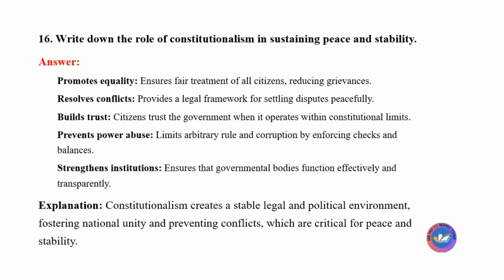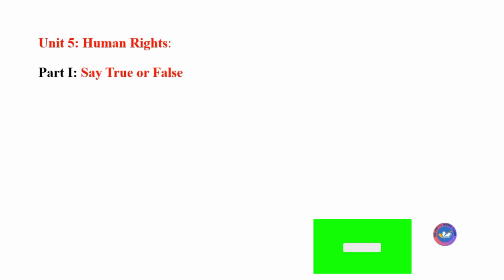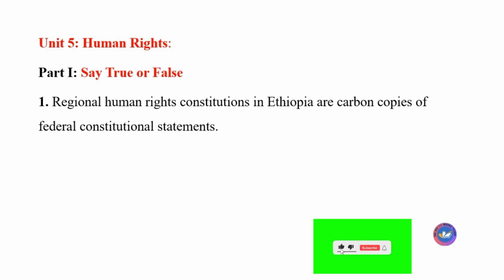Unit 5. Say true or false. Question number 1. Regional human rights constitutions in Ethiopia are carbon copies of federal constitutional statements.